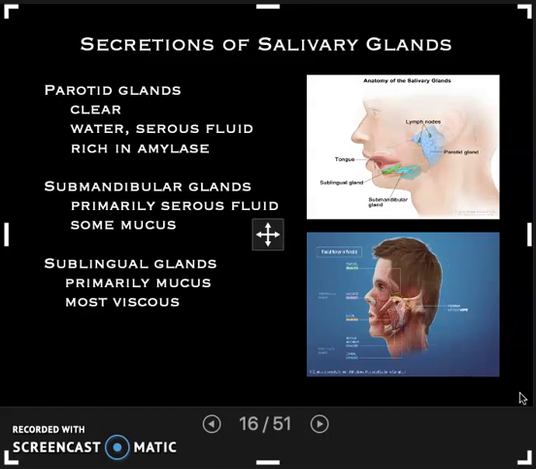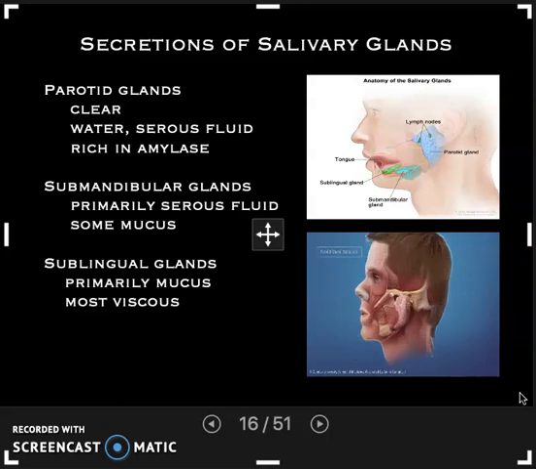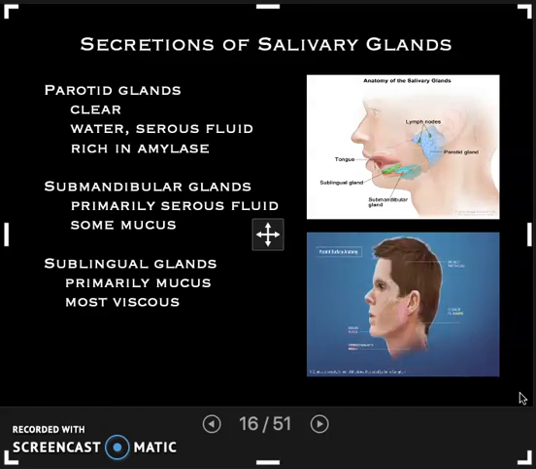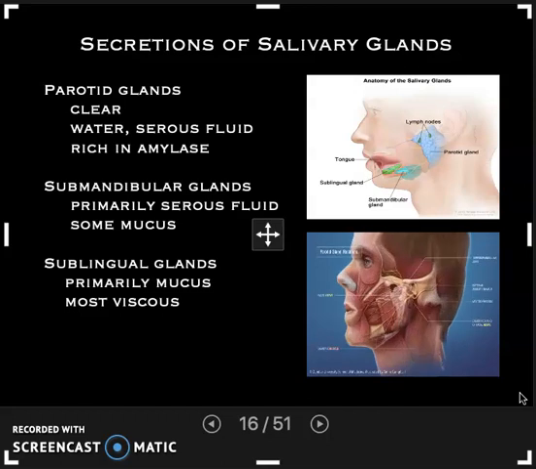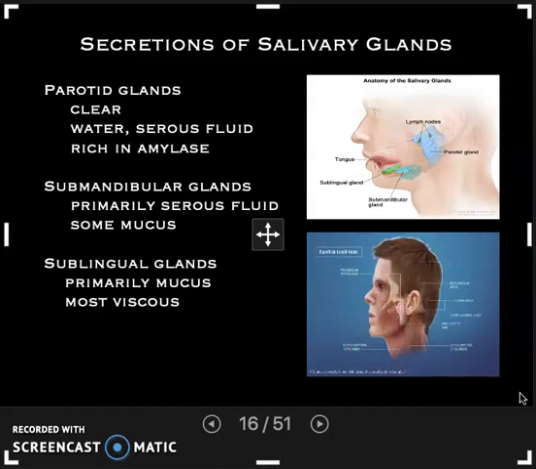Surrounding the oral cavity are a bunch of salivary glands. There's the parotid, the submandibular, and the sublingual gland. The parotid gland is this big one. It's around your jaw, the rear of your jaw, and it secretes a serous fluid that's full of amylase.